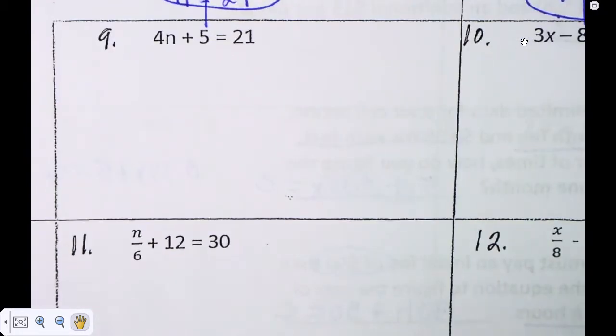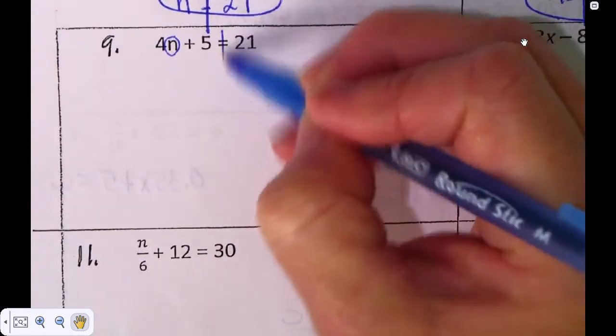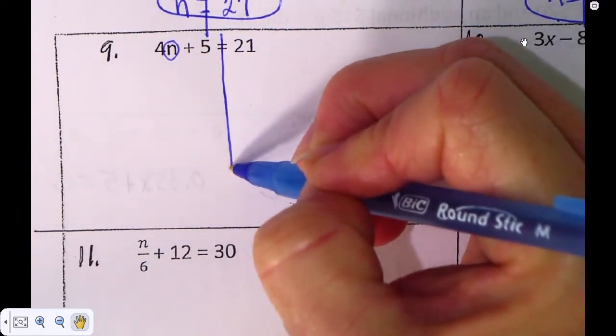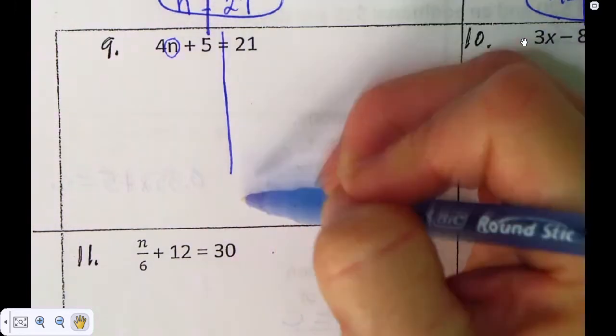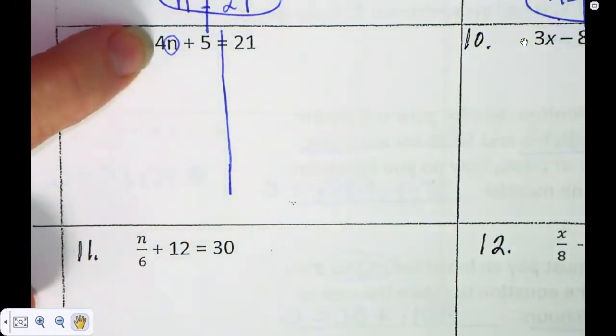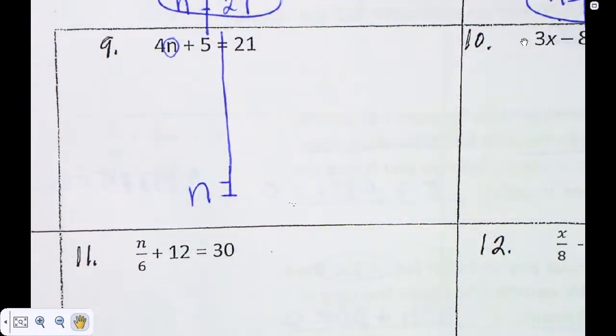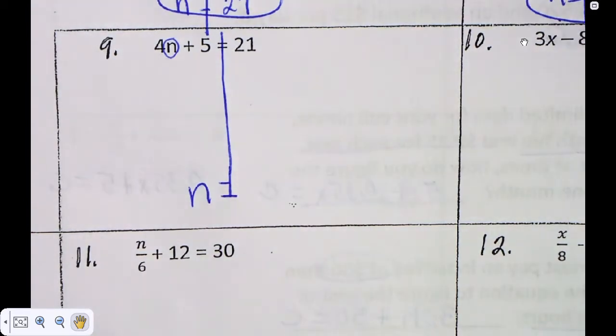Okay, now look at number 9. 9 is different. How is 9 different? Yeah, it's going to be 2-step. Hey, circle the n, draw your river. All the way down. Guys, our goal is to get n equals. Our goal is to find out what's going to go in for n to get this answer. That's what our goal is. So we have to undo the 4 and the 5. We have to get rid of the 4 and the 5.